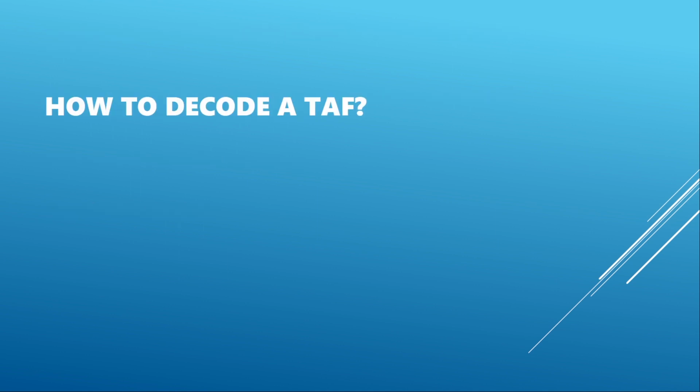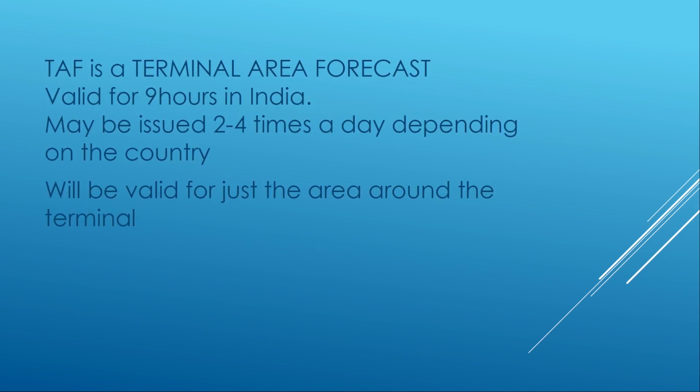Moving on to something a little bit more complicated, we will learn how to decode a TAF. So first of all, what is a TAF? TAF is basically terminal area forecast. It is valid for 9 hours in India. It is essentially the same thing, but it just is a little bit more complicated and conveys a little bit more information. It may be issued 2 to 4 times a day depending on the country, and basically it varies from country to country. And remember that it will be valid for just the area around the terminal.